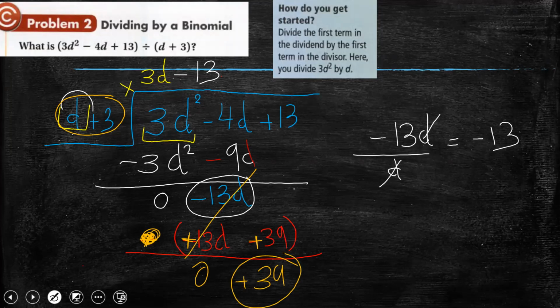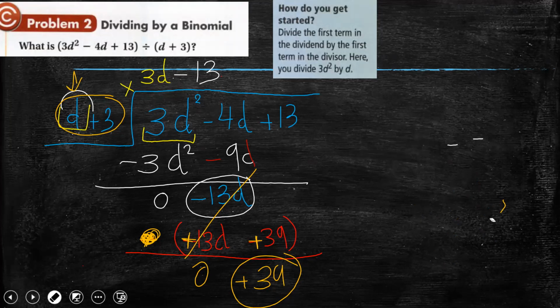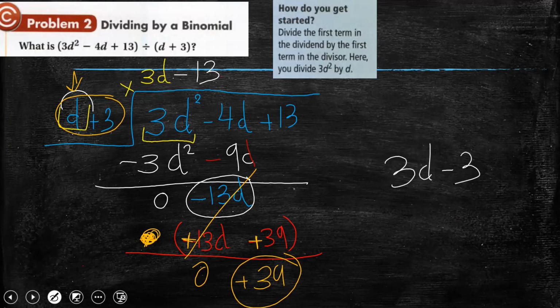So here 39, you cannot continue, since 39, its degree, did you remember when I told you that a constant, what is its degree? 0. 0, bravo. And d, its degree is 1. Since the degree of 39 is less than the degree of d, I will stop. So I will say that the answer here is 3d minus 3, and the remainder here equals 39.